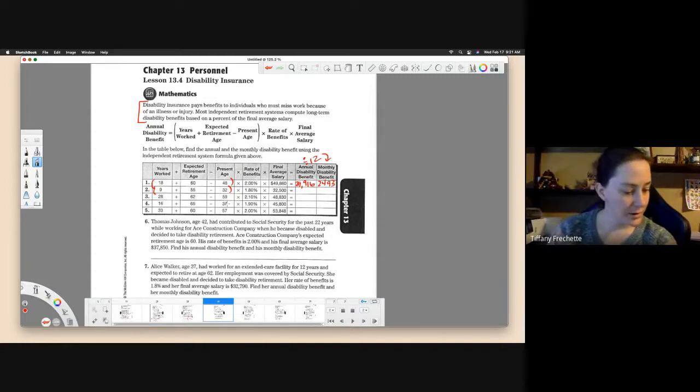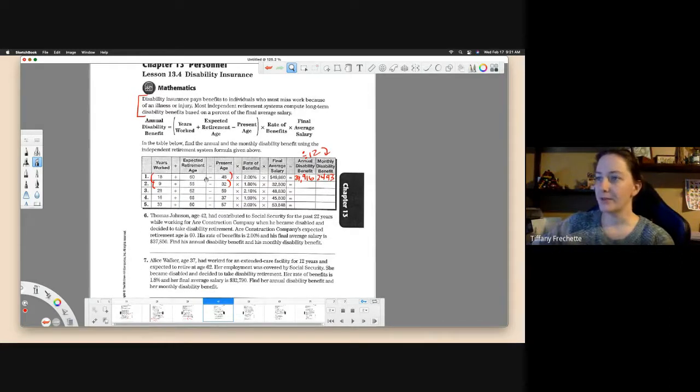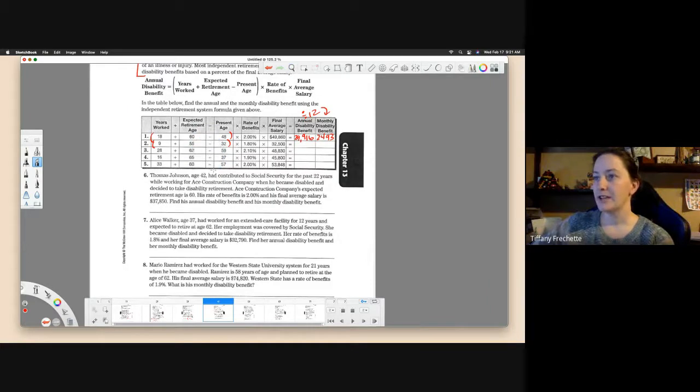So down below, really, it's the same idea. They're just giving us a little bit more of a story here with the word problems. Thomas Johnson, age 42, had contributed to Social Security for the past 22 years while working for Ace Construction Company. When he became disabled and decided to take disability retirement, Ace Construction Company's expected retirement age is 60. His rate of benefits is 2%, and his final average salary is $37,580. Find his annual disability benefit and his monthly disability benefit.